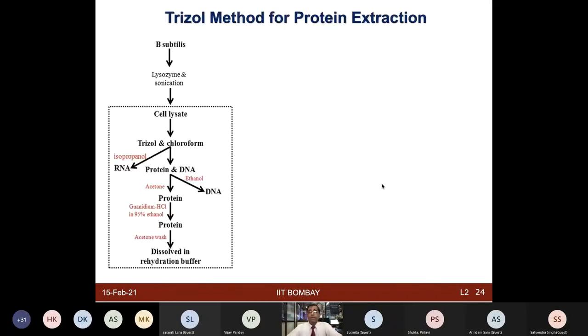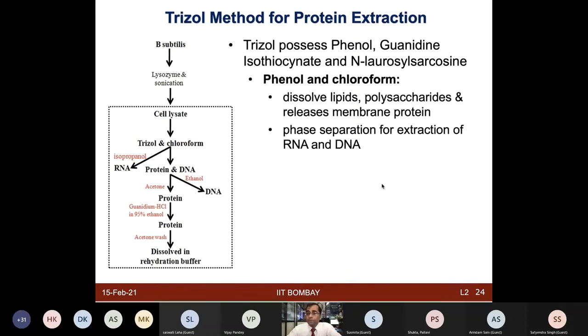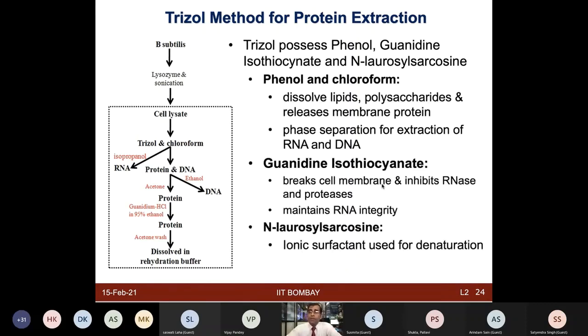So Trizol method is one of the methods which we found quite easy and good to work with. Many of the faculty participants and students who are here might have already used the Trizol method for RNA extraction, right? So Trizol reagent possesses phenol, guanidine isothiocyanate, and N-lauroylsarcosine, and each one of those has a very distinct role and they're very important.